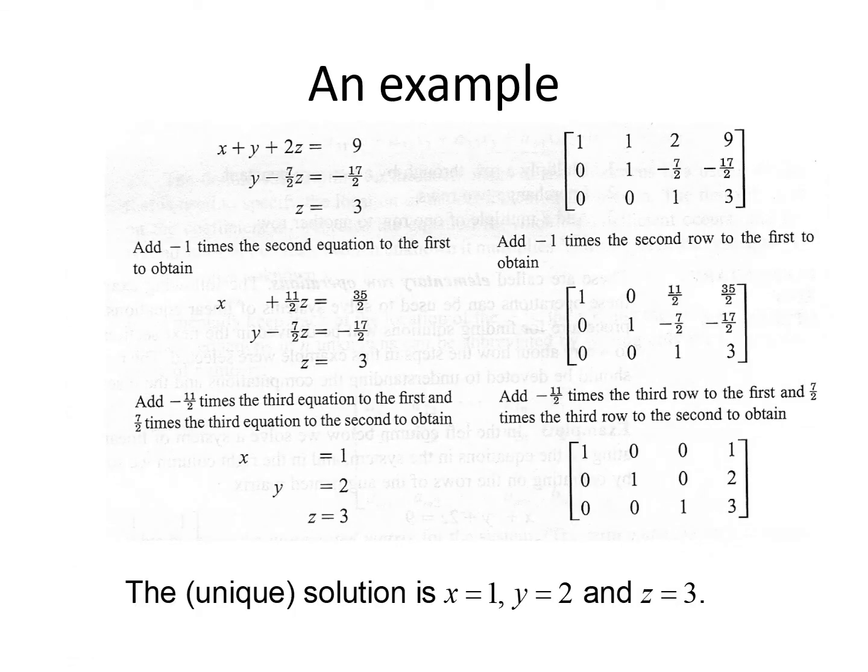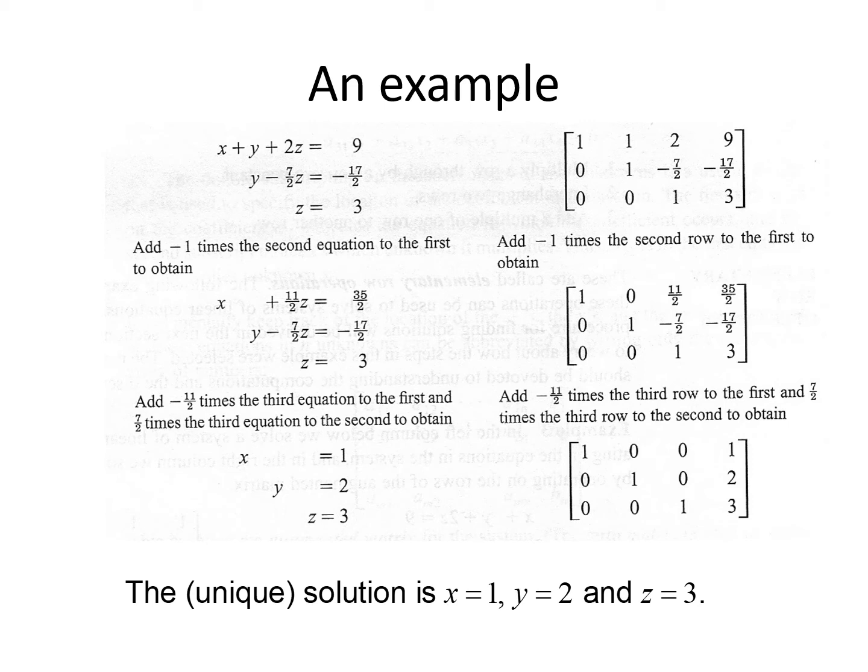So finally, we obtain that matrix after applying elementary row operations. We obtain these three equations: x plus y plus 2z equal to 9, y minus 7 upon 2z equal to minus 17 upon 2, and z equal to 3. Or it may be written like that: 1, 1, 2, 9; 0, 1, minus 7 upon 2, minus 17 upon 2; 0, 0, 1, 3. Right?